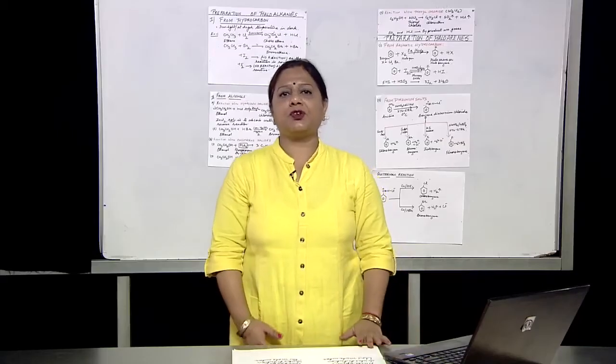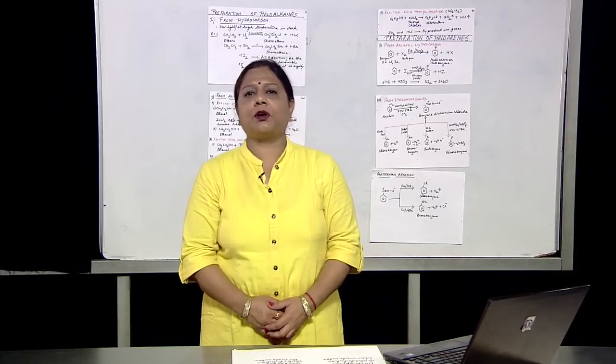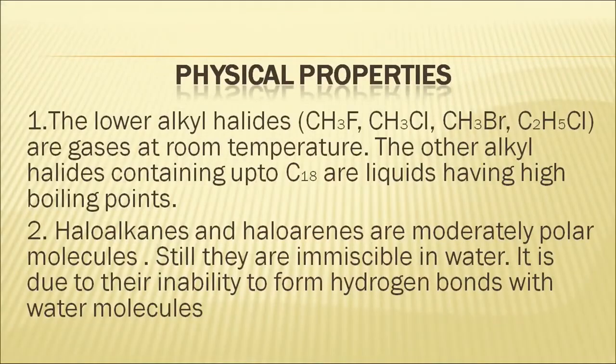Physical properties. When we are talking of physical properties, of course, we are talking about whether they are liquids or gases, and boiling point and melting point. The lower alkyl halides like CH3F, CH3Cl are gases at room temperature, and the other alkyl halides containing up to C18 are liquids having high boiling points, and the higher members are solids. Haloalkanes and haloarenes are moderately polar molecules. Still, they are immiscible in water. It is due to their inability to form hydrogen bonds with water molecules.